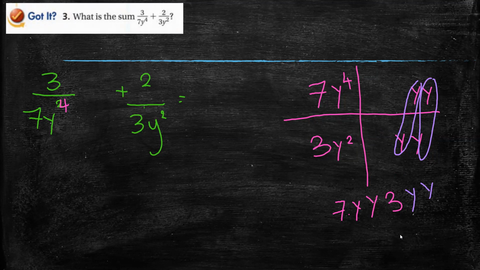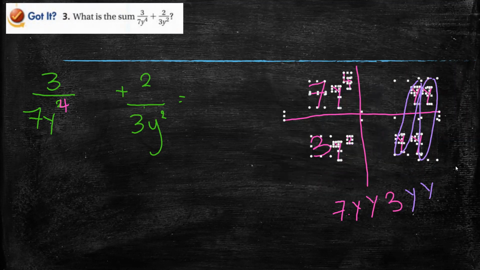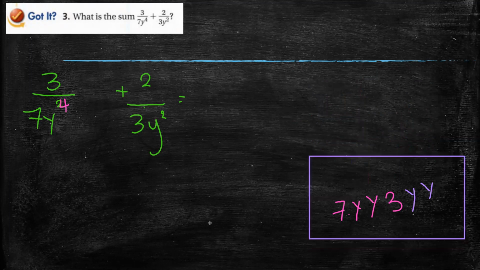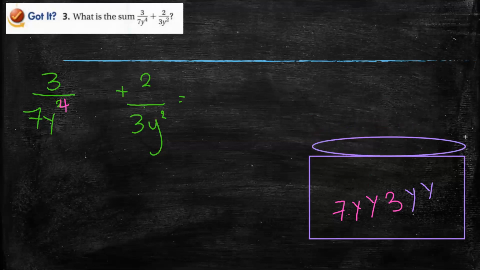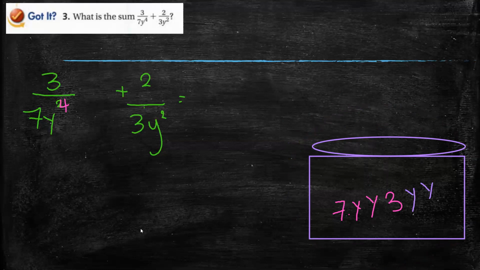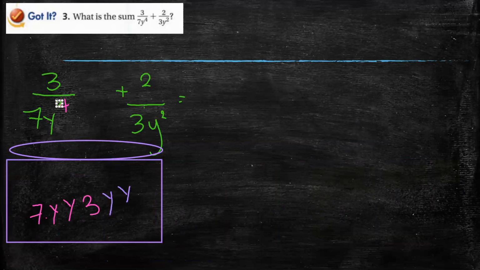Did you see them now? 7, y, 3, y. Yes, teacher. After that, put them, make a bag like this. Put them in the bag. Now let's take our bag and go now to the first denominator.